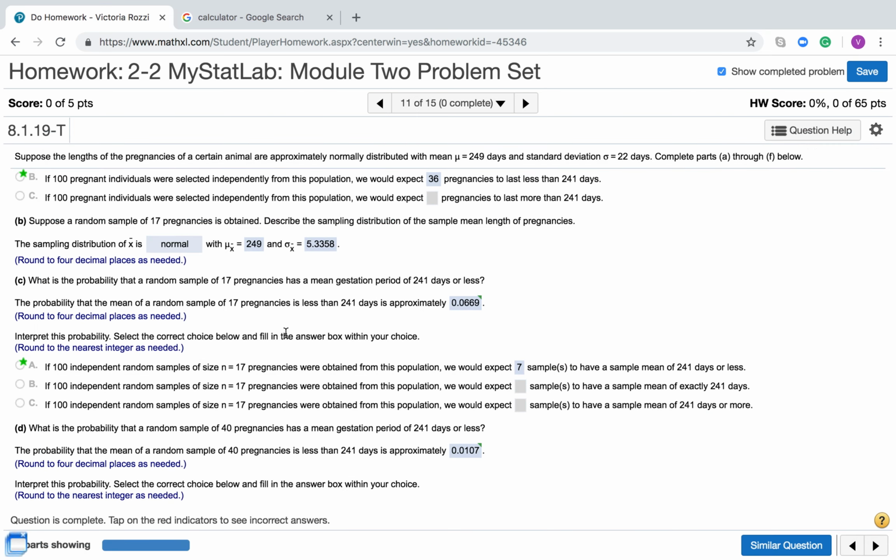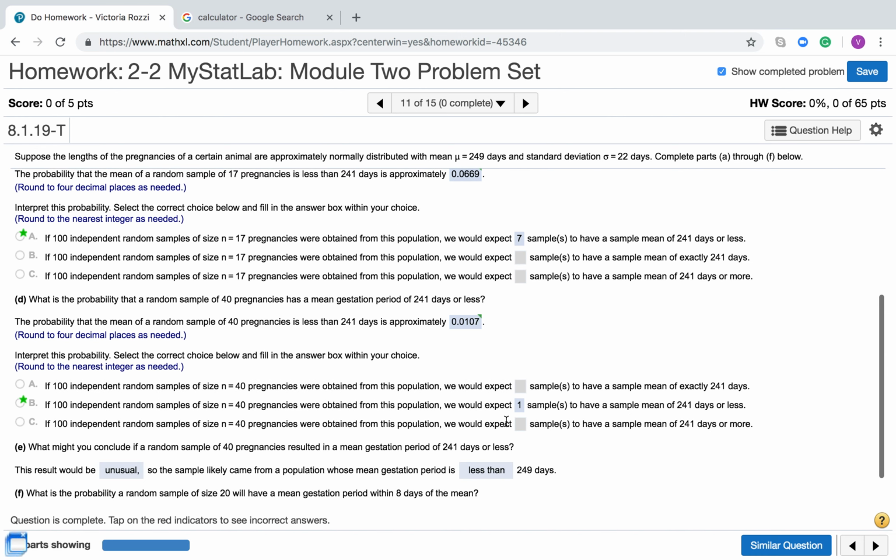Okay, now again, we're going to do the same thing we did in the first part here. They're saying if 100 pregnancies were obtained from this population, we would have, again, 7, because I'm going to go ahead and multiply 0.0669 times 100, but that would get me 6.69, and I can't have 0.69 of an individual. Excuse me for sneezing. So we were going to round that up to 7. So we have 7 would have a sample mean of 241 days or less, because that's what we found with our distribution here, is less than 241 days.